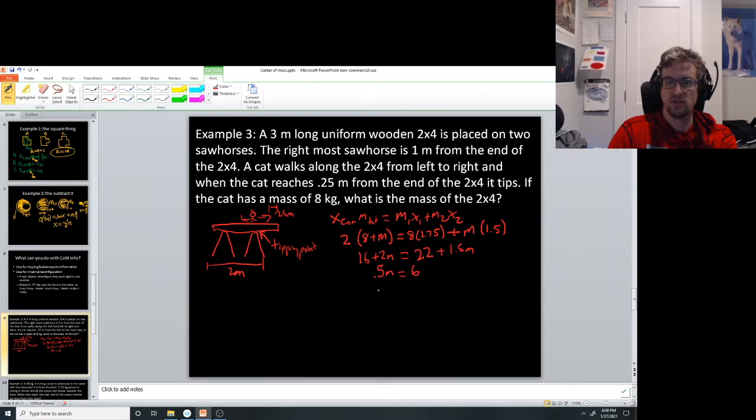5m equals 6, right? So that means that m equals 12 kilograms. Okay? So you can use it to solve for a mass. I know that's what we could have done with the ruler in class today, if I at 10 1/4 inches, like we knew the mass of the other one was 100 grams, etc.